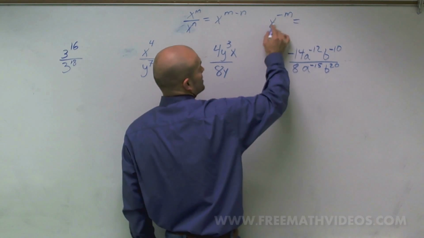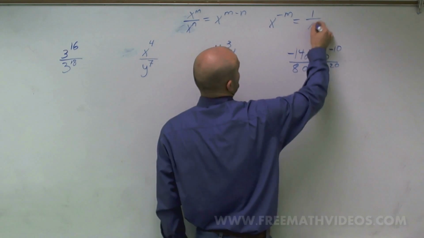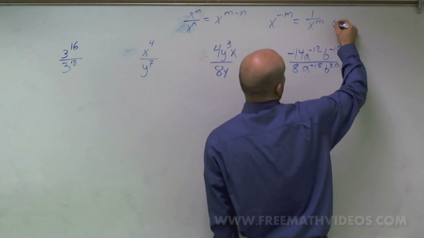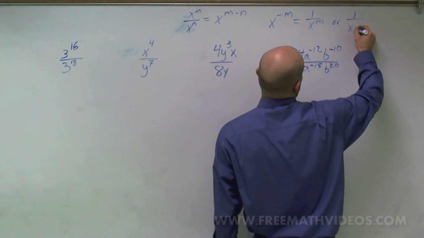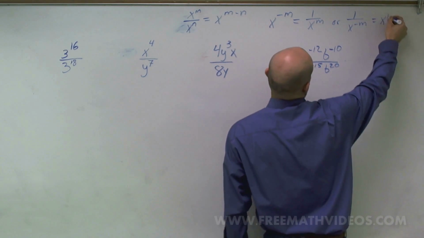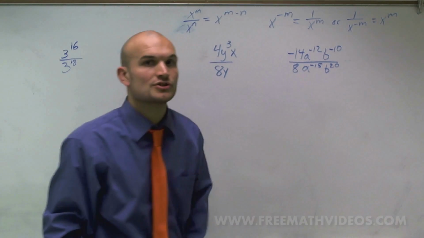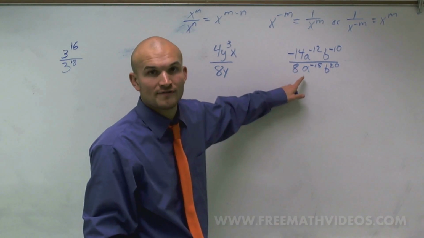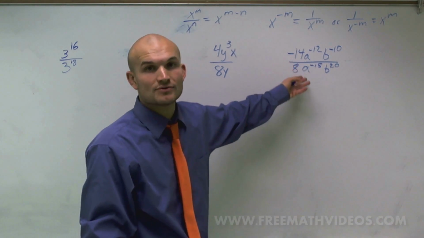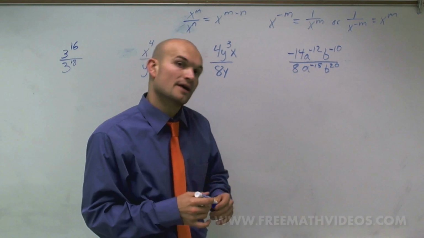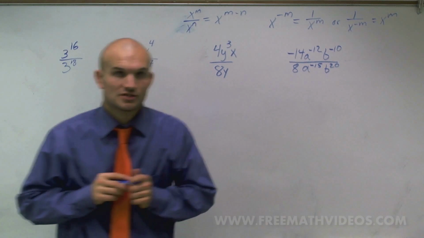If you have a number raised to a negative exponent, that can be written as 1 over x to the m, or if you have 1 over x to the negative m, that equals x to the m. So I'm actually going to show you 2 different ways in a second how to solve this one by using your product rule and also your quotient rule. So all right, let's go and give these another shot, see if you guys finish them up.